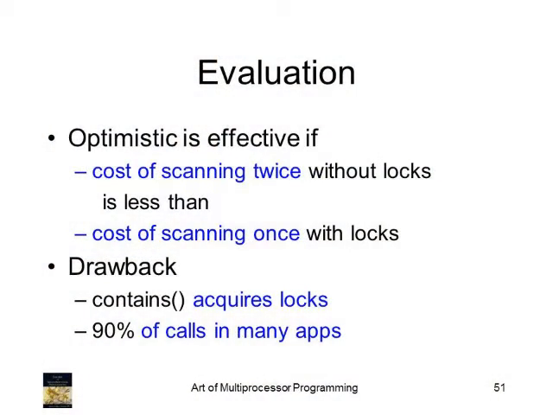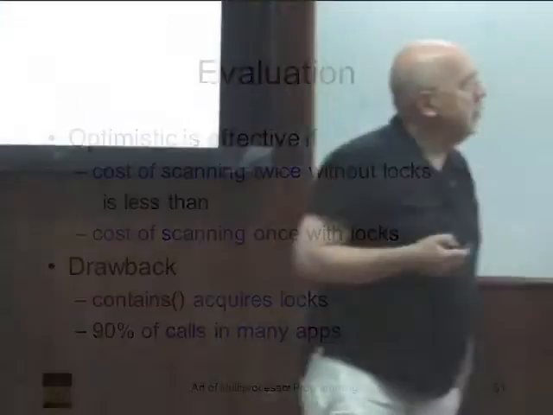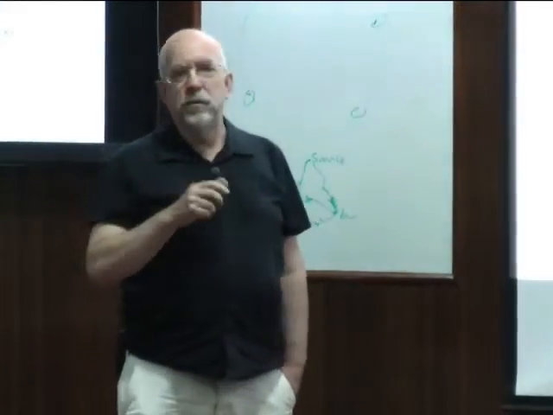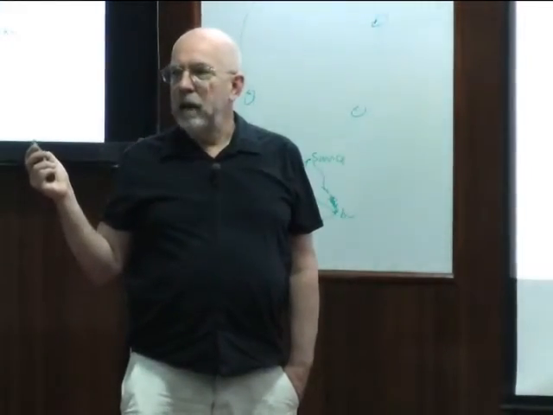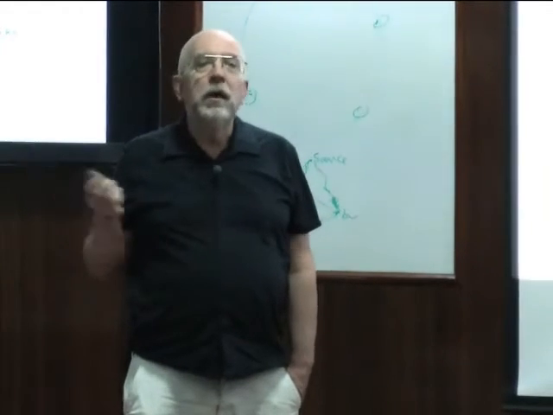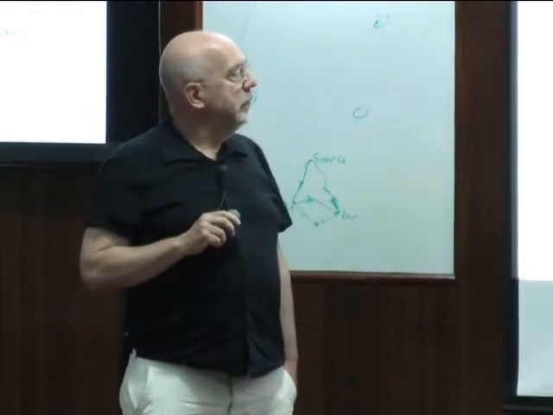So traversing the list twice may or may not be a serious problem. If the list is small, then maybe a lot of it is still sitting in your cache, so it's not too bad. But you can't count on it. And the idea that searching the list means that you have to acquire locks is unattractive. So the optimistic approach is effective if scanning twice without locks is more efficient than scanning once with locks. And is that true? It probably depends on the context.